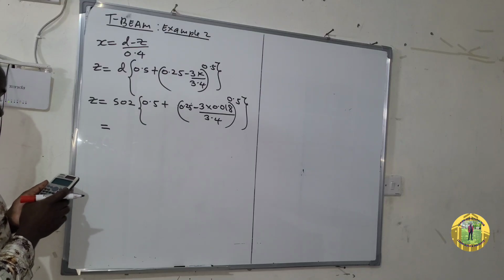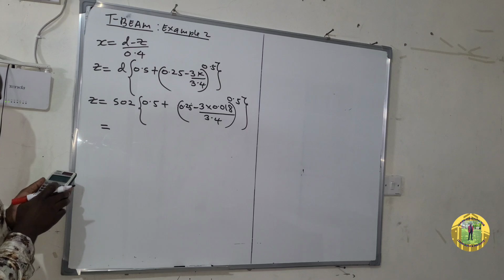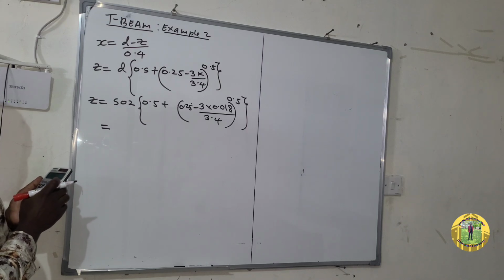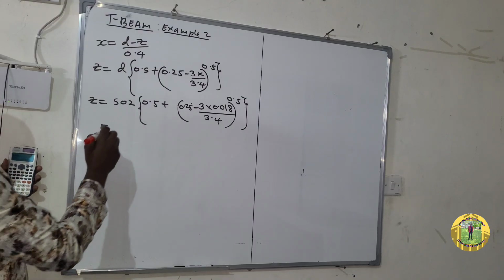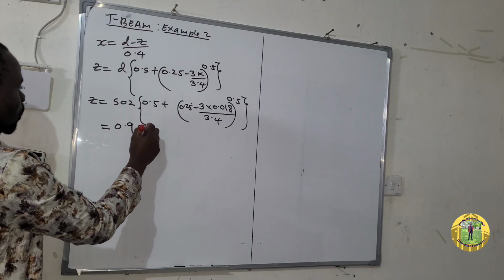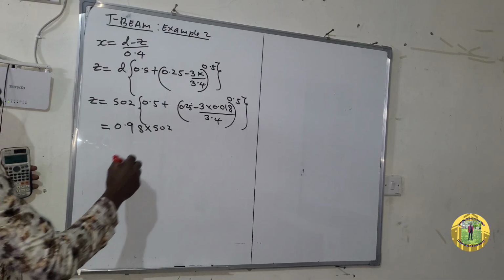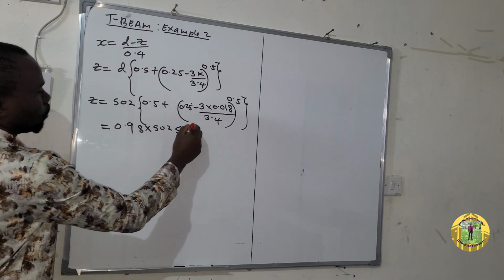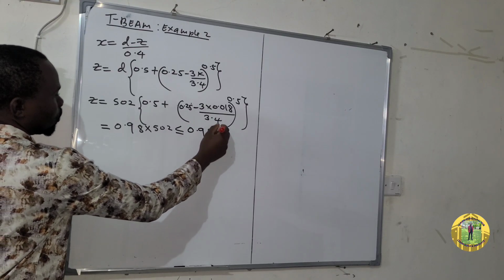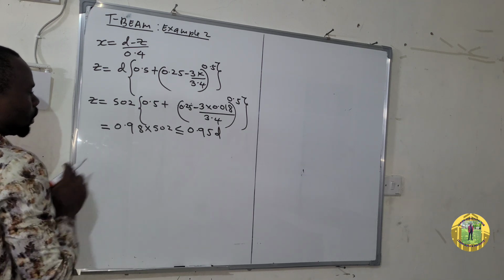Minus 3 times 0.018 all over 3.4, raised to power 0.5, plus 0.5. So this is 0.98 times 502. And remember, Z is limited: it must be less than or equal to 0.95D. It therefore implies this value is greater than this. So we will adopt 0.95D.